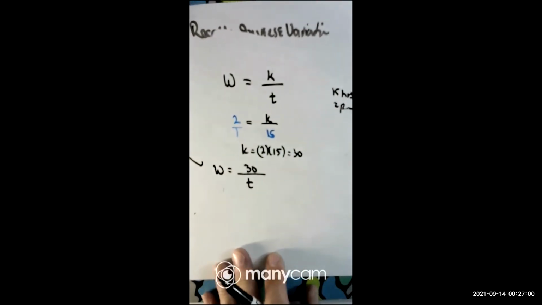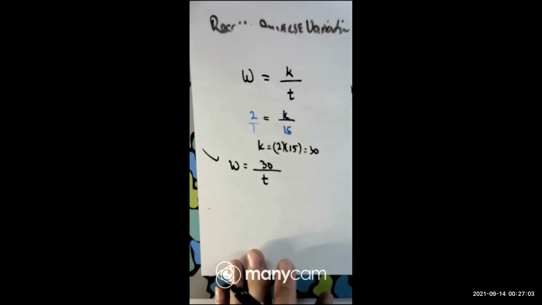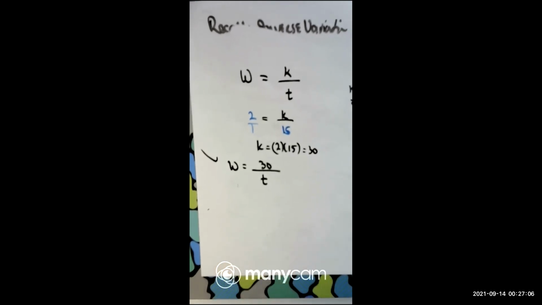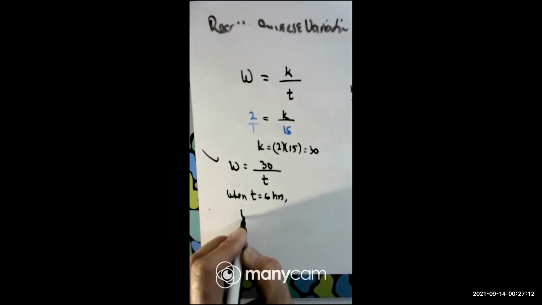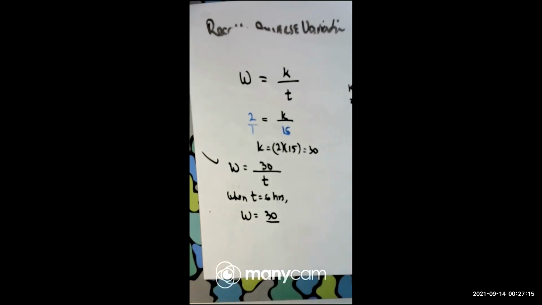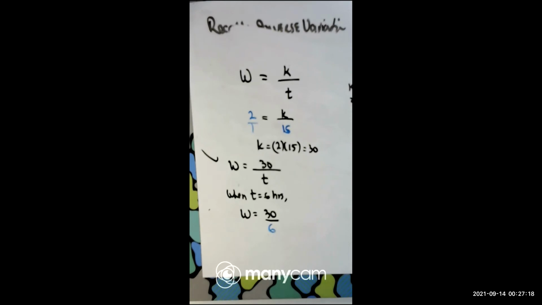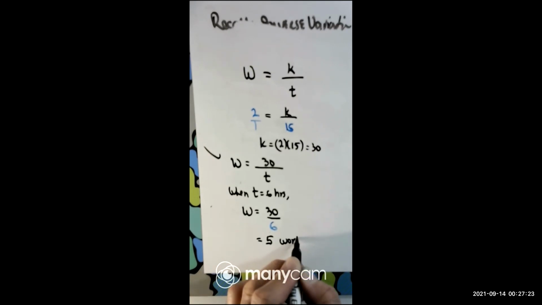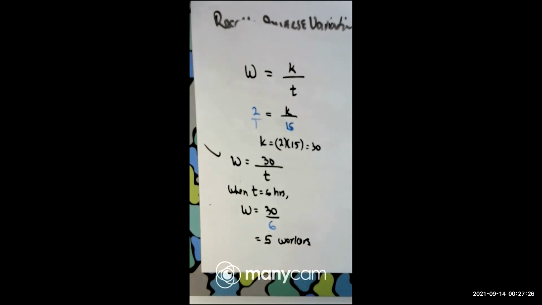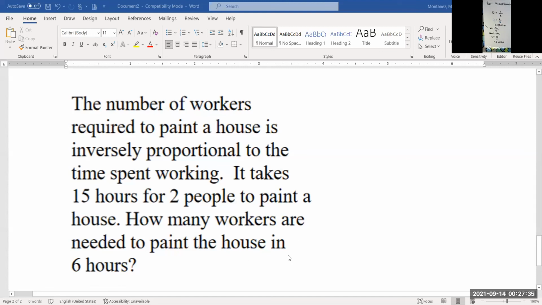Now that we have the formula, the question they ask us is how many workers do we need for 6 hours? So when T equals 6 hours, workers equals 30 divided by 6. And of course, 30 divided by 6 equals 5. 5 workers. So what can we conclude? How many workers are needed to paint the house in 6 hours? For 6 hours, we need 5 workers, and that would be it.